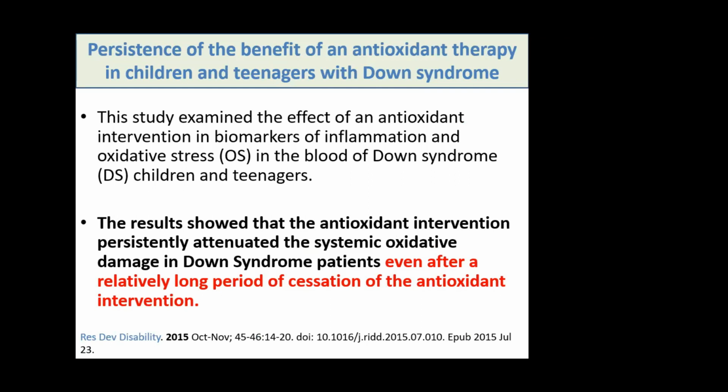Fortunately, in Down syndrome children, the study shows that once you give antioxidant therapy, the benefits continue for some time, even after you stop the therapy. This study examined the effect of an antioxidant intervention on biomarkers of inflammation and oxidative stress in the blood of Down syndrome children and teenagers, and the results showed that the antioxidant intervention persistently attenuated the systemic oxidative damage in Down syndrome patients, even after a relatively long period of cessation of the antioxidant intervention. They stopped for at least 6 months, and they still found the benefits were still there.